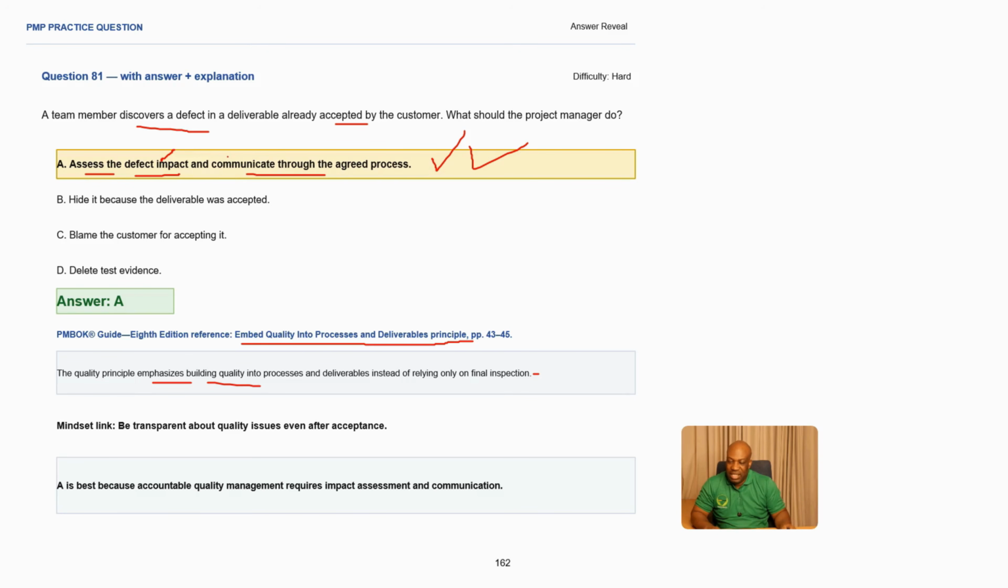What is the best mindset in this scenario? Be transparent about quality issues even after acceptance. So users might accept some deliverables, but always be transparent, okay, about the quality, and always make sure that you are producing something with better quality. Making A the best answer, because accountable quality management requires impact assessment and also communication. Making A the best answer in this scenario.